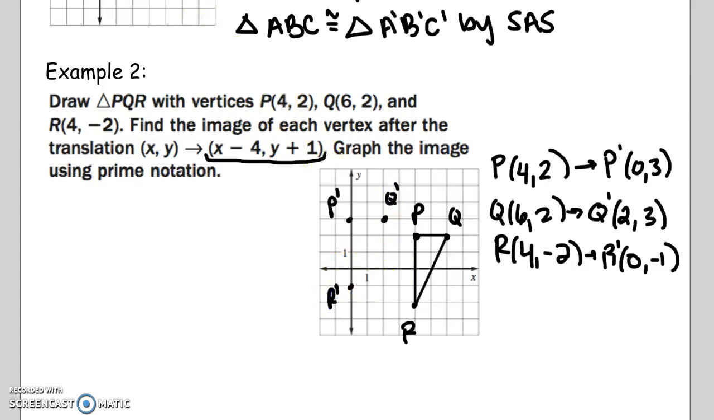So very fast and efficient if you can just list your values and then graph your image and your pre-image. Now, of course, you could just first graph PQR and then for every point, go back 4 and then up 1, and then do that again for Q. But it's kind of silly because sometimes, again, the numbers never lie, and that's part of showing your work, and sometimes people, unfortunately, count incorrectly.